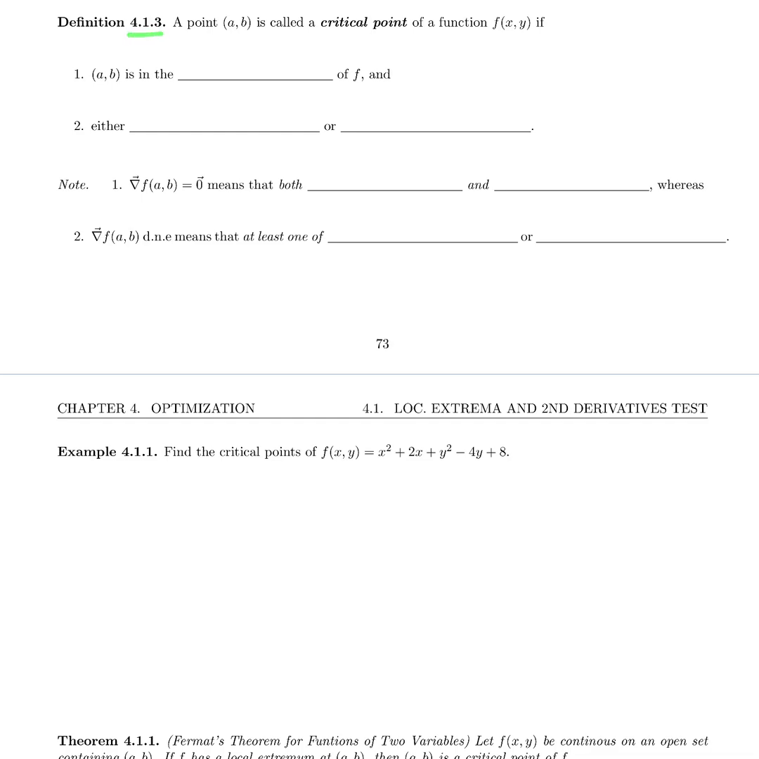Definition 4.1.3. A point (a, b) is called a critical point of a function f of (x, y) if (a, b) is in the domain of f, and either the gradient of f at (a, b) is 0, or the gradient of f at (a, b) does not exist.